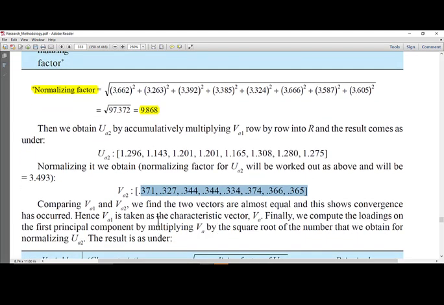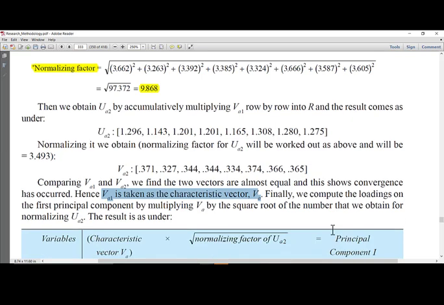That way we find they are almost equal, and this shows convergence has occurred. That means when we are calculating this way, VA2 is compared with VA1, and if those values are more or less matching, then we can think that convergence has occurred. Otherwise we have to go ahead with UA3, VA3, and then VA4, like that if required. In this case, as there is similarity between VA2 and VA1, VA1 is taken as the characteristic vector VA.